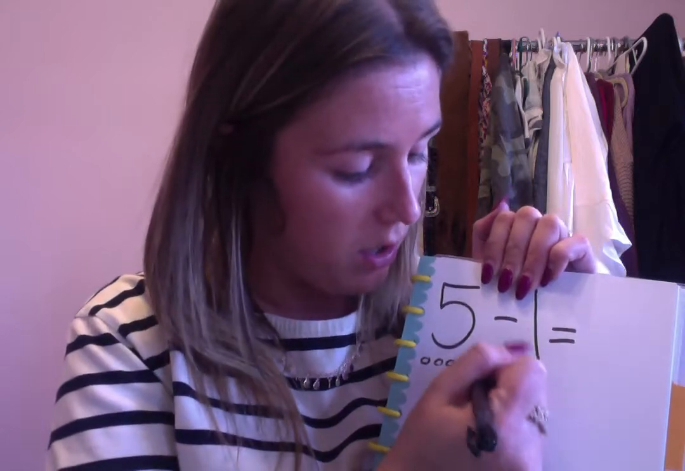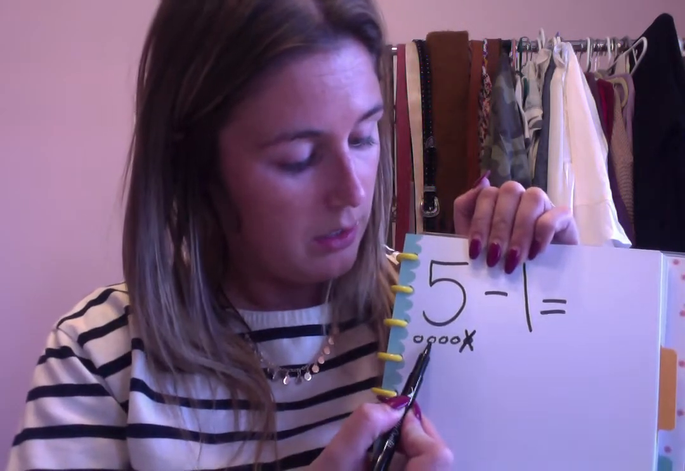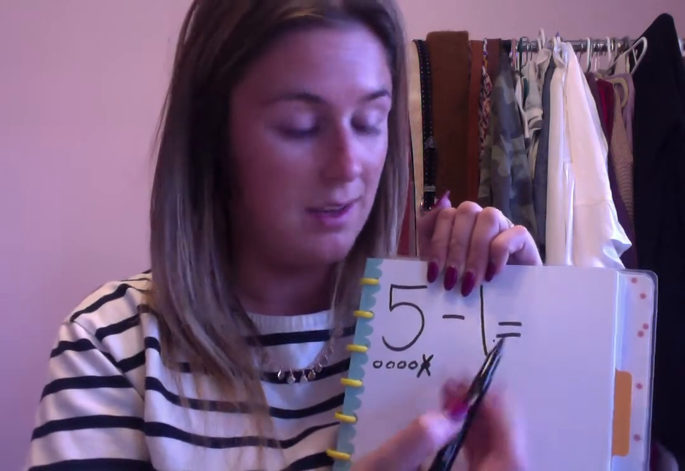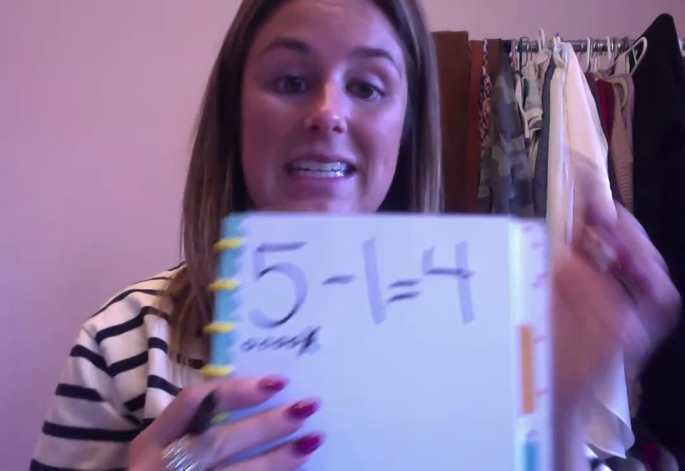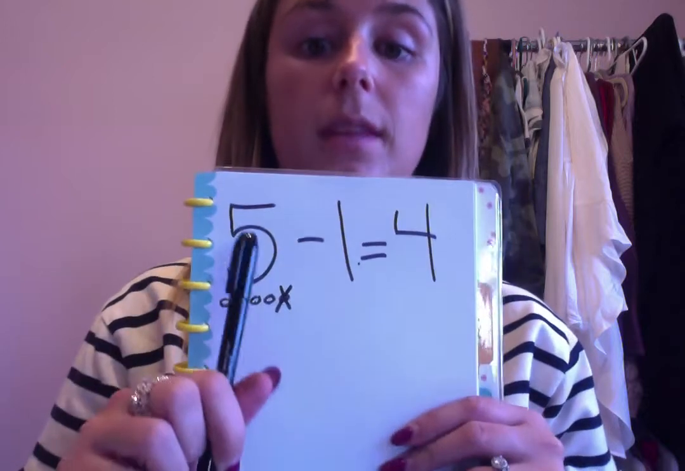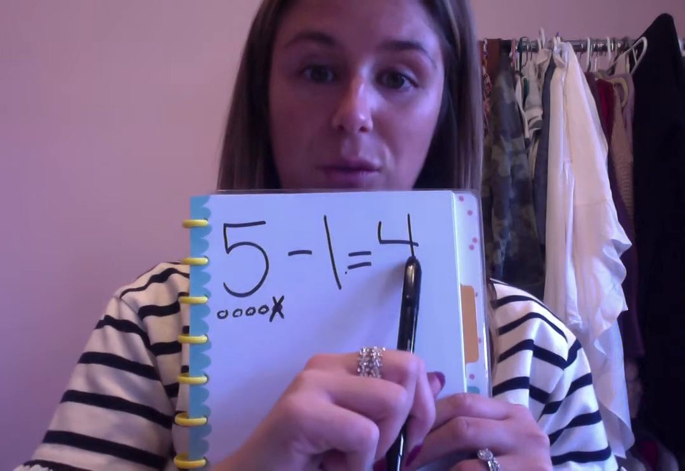Now I'm going to look to see how many I'm going to take away. How many am I going to cross out? So I'm starting with 5 and I'm taking away 1, so I'm going to cross off 1 circle. Now I want to see what my difference is. So I'm going to go back and count up all the circles that I have left. 1, 2, 3, 4. 5 minus 1 equals 4. My difference is 4. Let's read the subtraction problem together. Ready? 5 minus 1 equals 4.